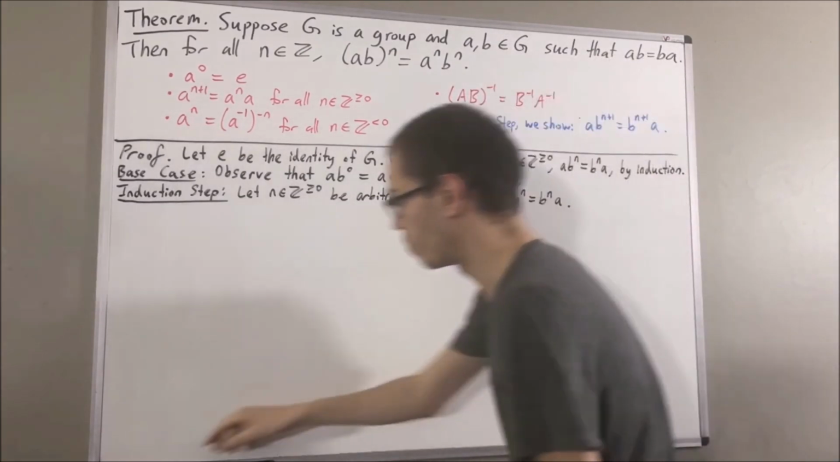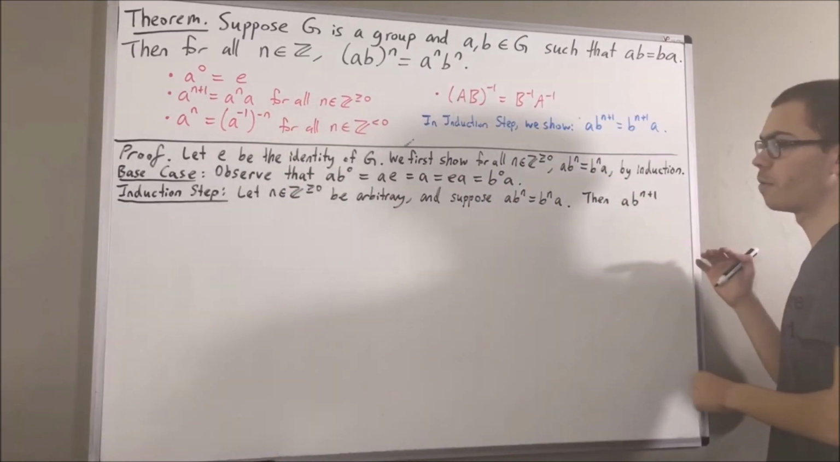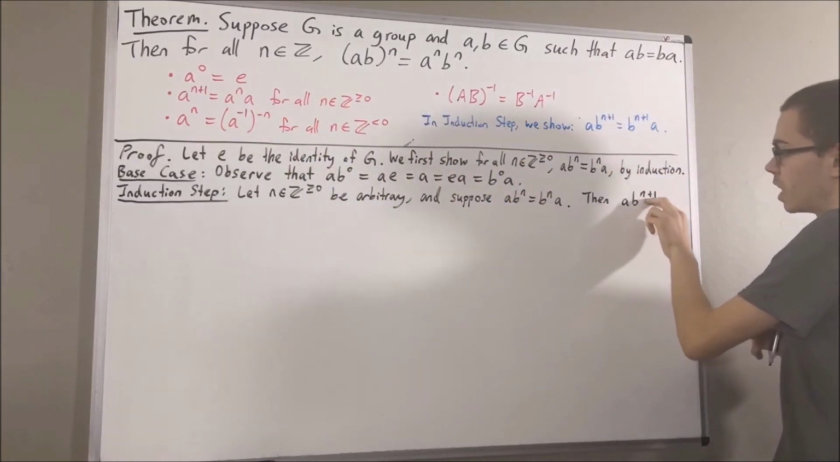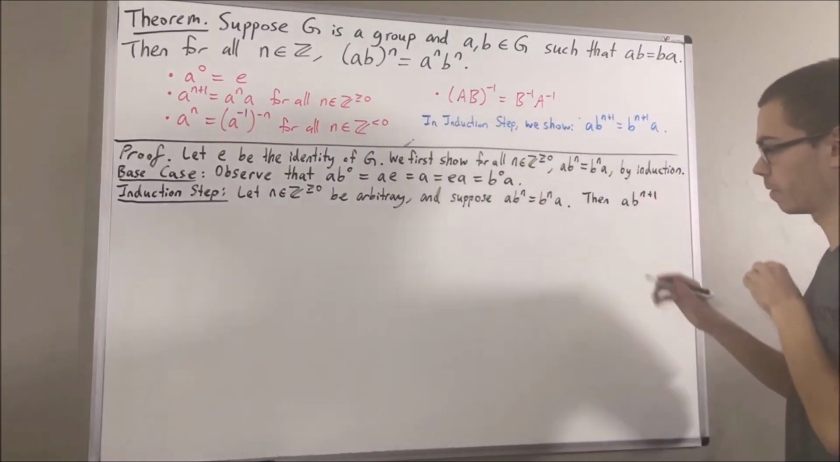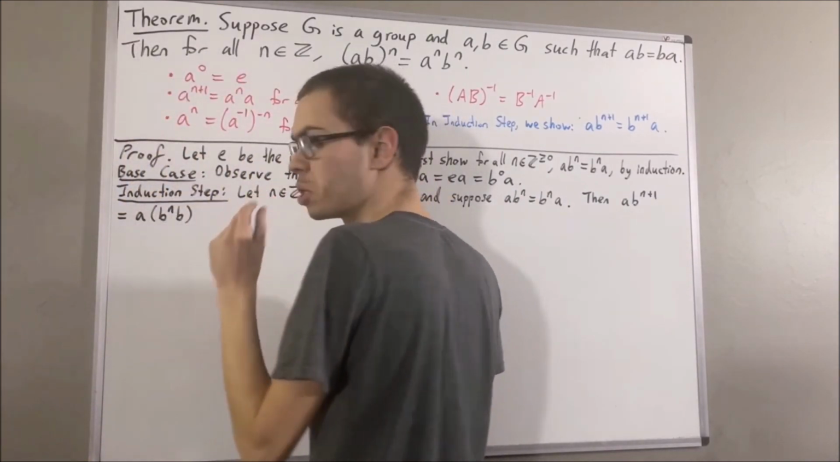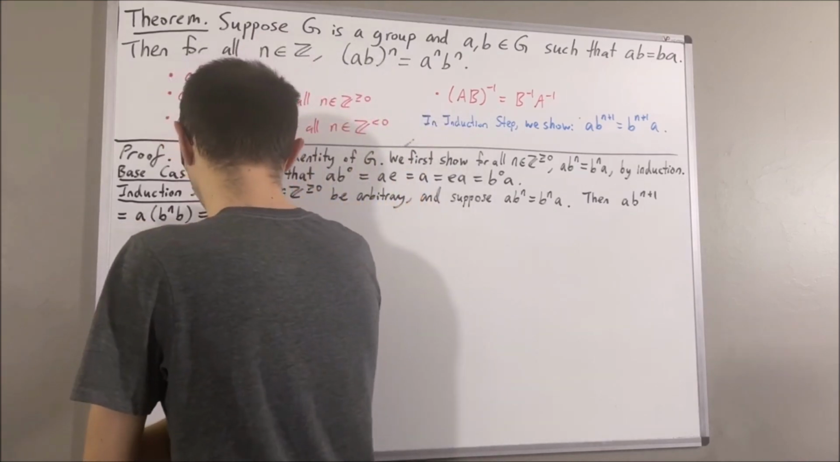So let's start out by writing the left-hand side. Now, by the recursive part of the definition, we know that b to the power of n plus 1 is equal to b to the power of n times b. But since we're working in a group, we know that the associative law holds, so we can move the parentheses around ab to the power of n.